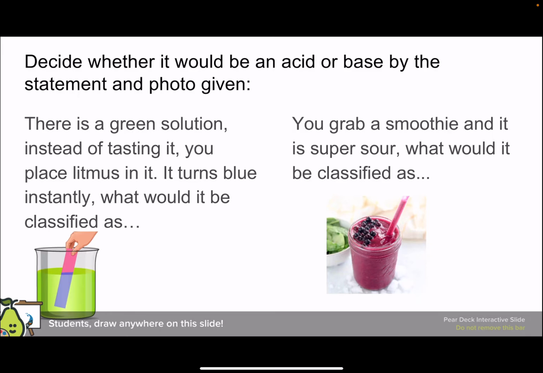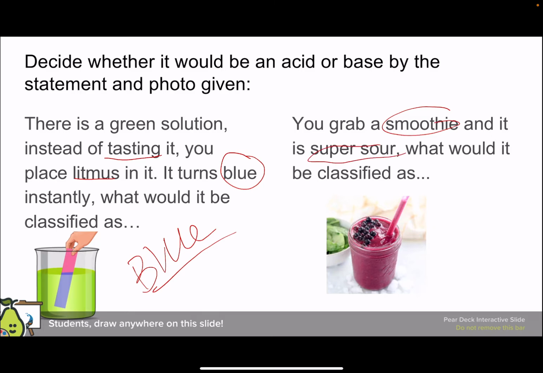You have a green solution. Instead of tasting it, you put litmus in it. The litmus turns blue, so that means it would be a base. You grab a smoothie and it is super sour. What would it be classified as? Good. If it's sour, and most fruit is acidic, it would be an acid.